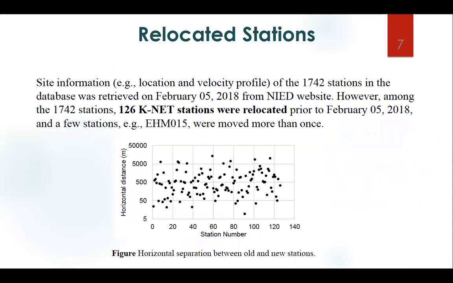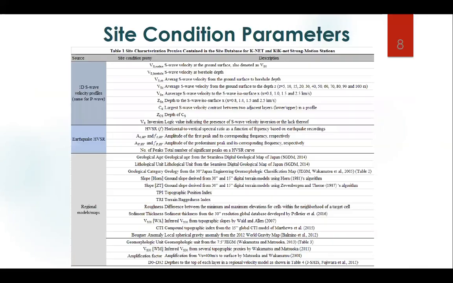And we are also very careful with the relocated stations. There are a total number of 126 KiK-net stations that had been relocated before this study. And these relocated stations used the same site codes as before the relocation. So you cannot tell whether a station is relocated or not by its site code. Some of these stations were relocated a few kilometers away from their previous location. So it's definitely necessary to derive site proxies for these stations both before and after the relocation.